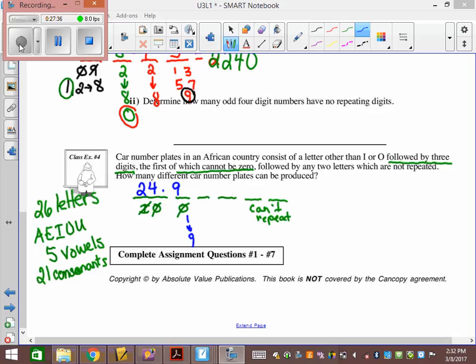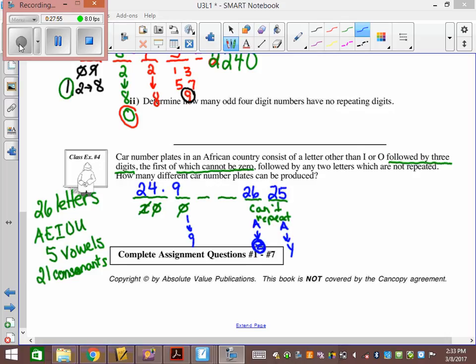So I have the options A to Z for this one. So I have 26. Then say I keep the Z because I can't repeat. I have A to Y. Remember, the moment you can't repeat, always circle an option and keep it. So now I have 25.